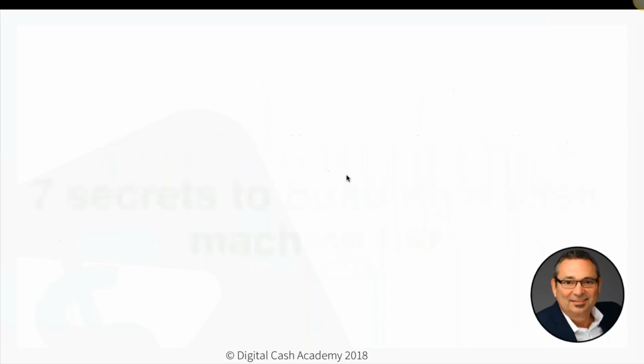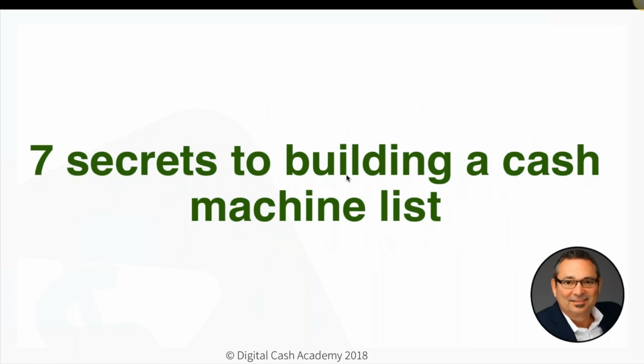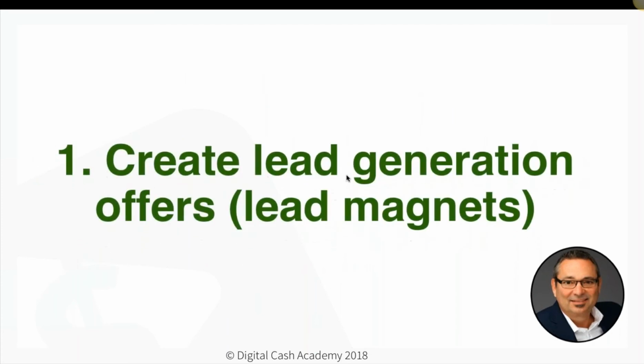It really, really is. So now we're going to get into the 7 secrets of building this cash machine list, because it really is a cash machine. The first one is you want to create lead generating offers. These are called lead magnets. A lead magnet is an offer to give somebody something of value in exchange for their email.